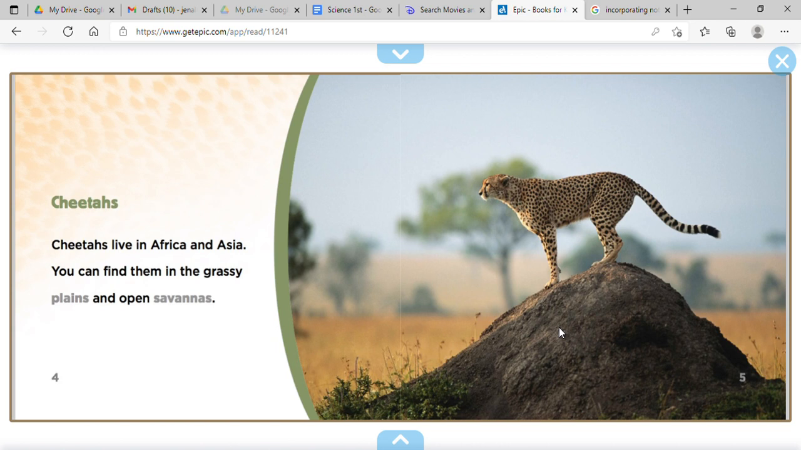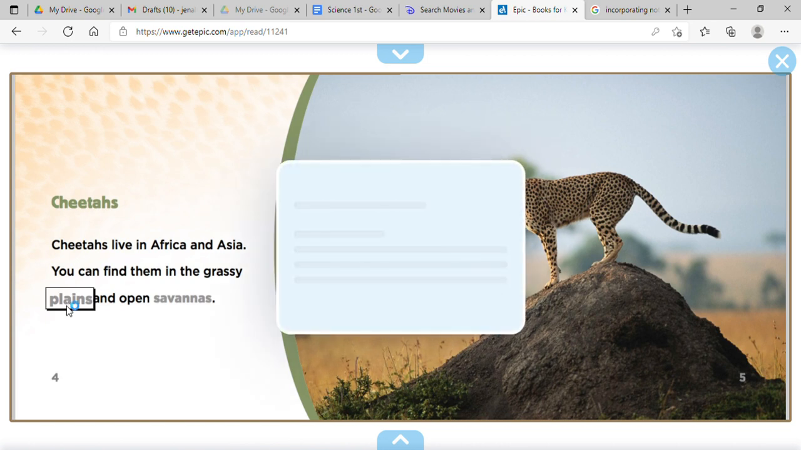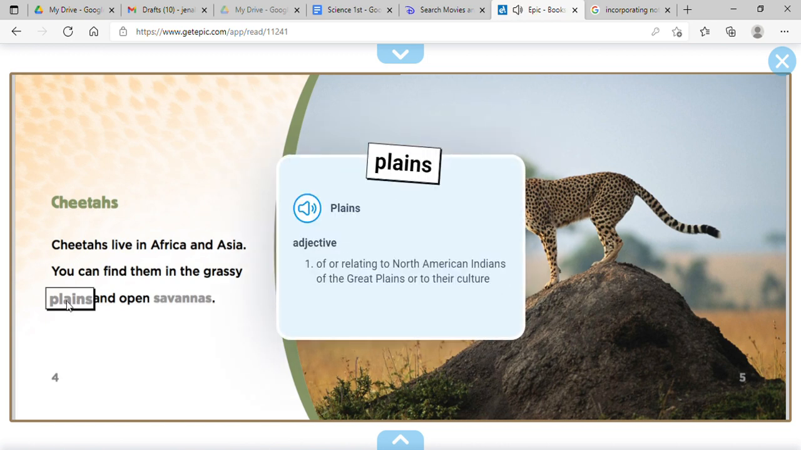Okay, it said you can find them in the grassy plains and open savannas. Do you know what those are? Yeah. I can tell by the look on your face you did. So let's click on it. Savanna or plains. Plains. So it's of or relating to North American Indians of the Great Plains or their culture. So what's that? Okay, so basically when it talks about the plains, it's talking about a large open space.